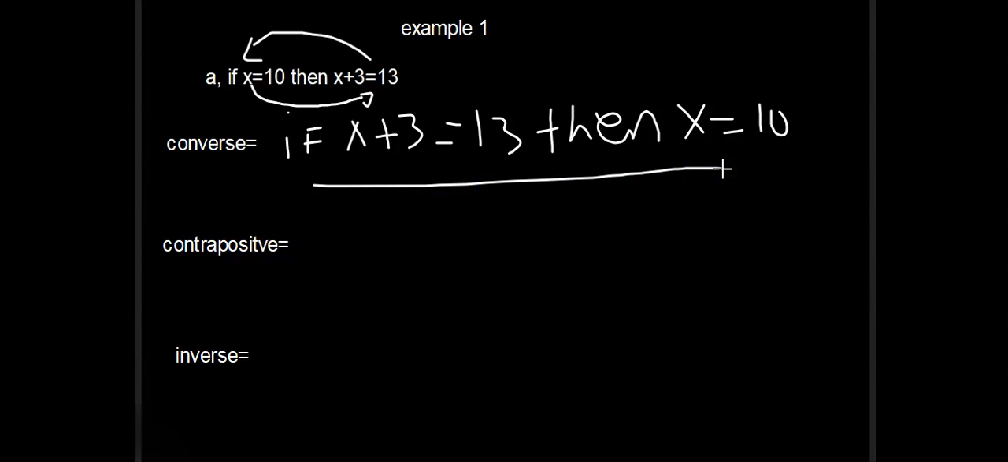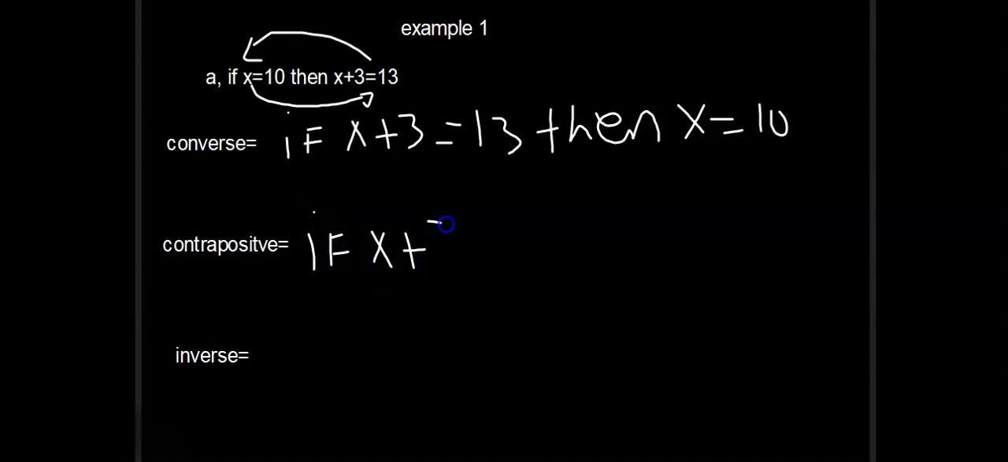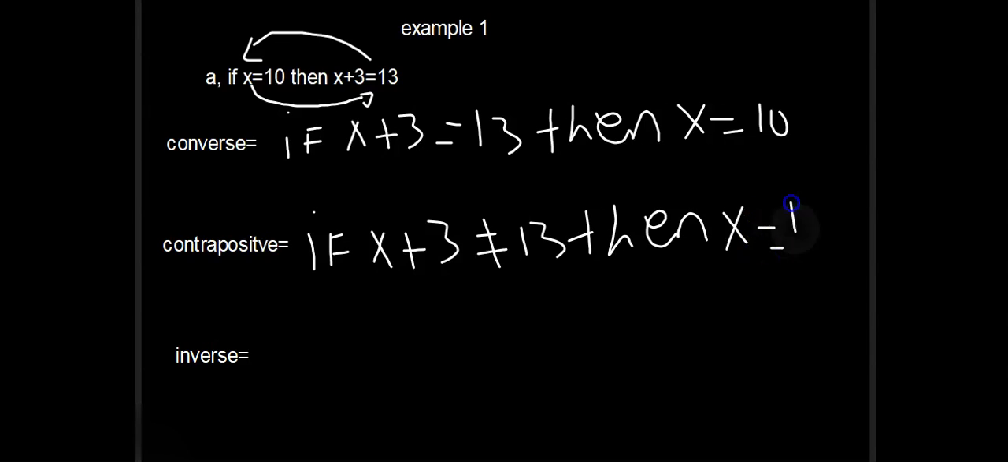When I talk about the contrapositive, it is switching them, and in addition we also have to put a negation sign. Negation means not. So it will be: if x plus 3 is not equal to 13, then x is not equal to 10. This is the contrapositive because I put a negation sign.